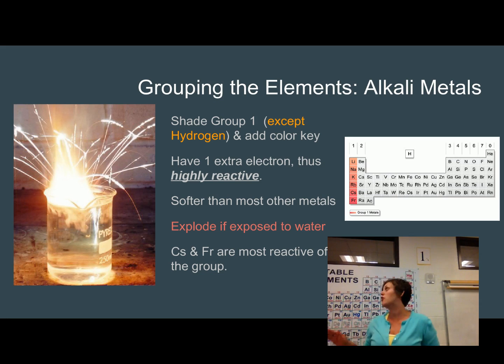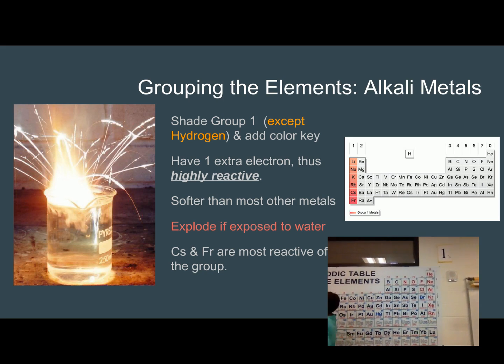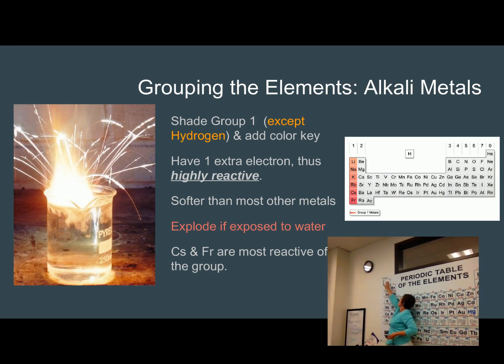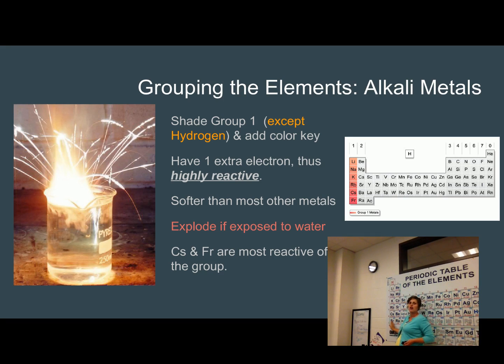The grouping. Group 1, you're going to start over here. You can even see they're labeled Group 1. These are your alkali earth metals. These, except for hydrogen, hydrogen doesn't count. It's gas, it's not a metal. There's always exceptions, which makes it a lot more difficult, which is frustrating, I know.